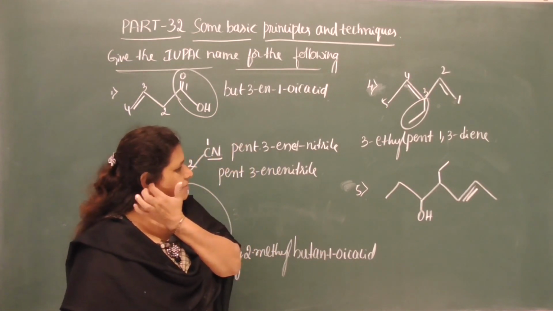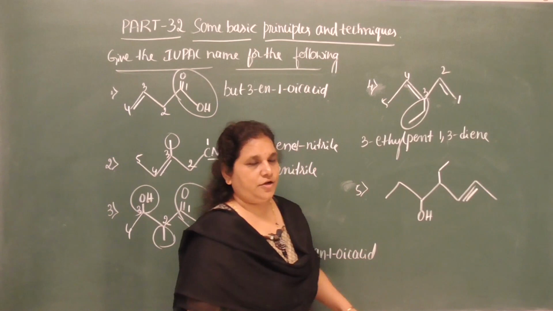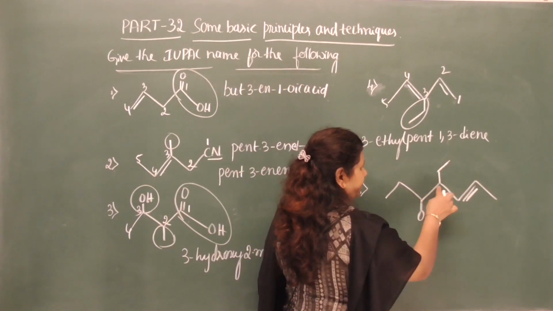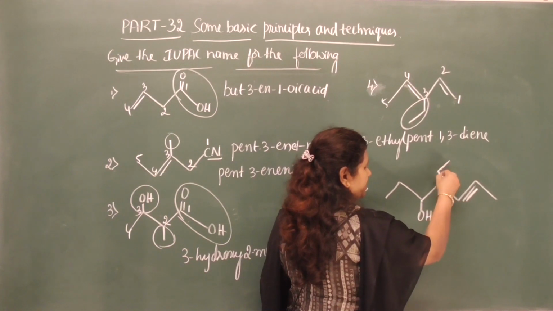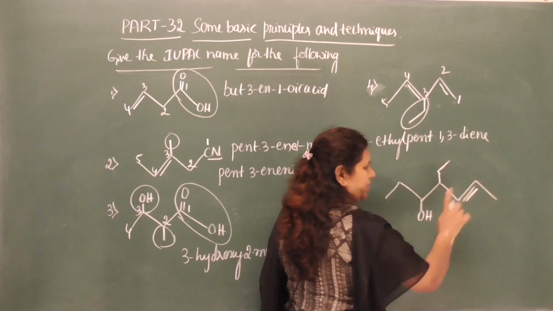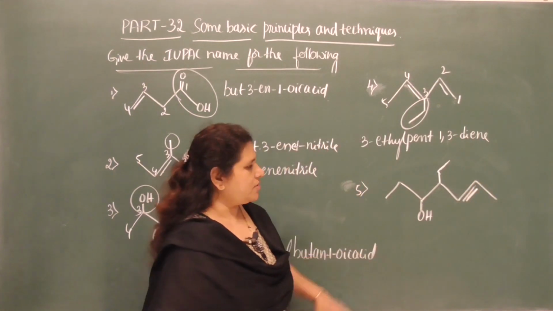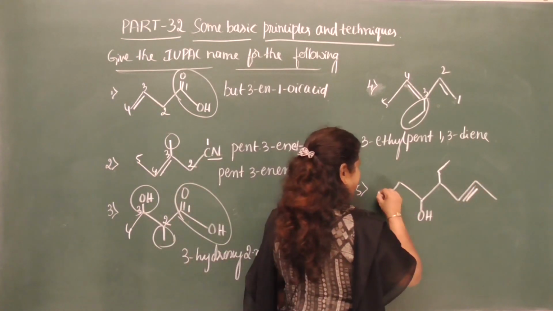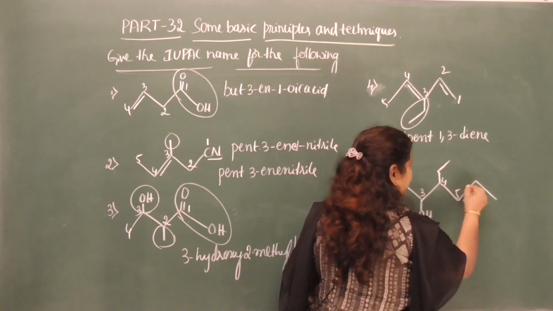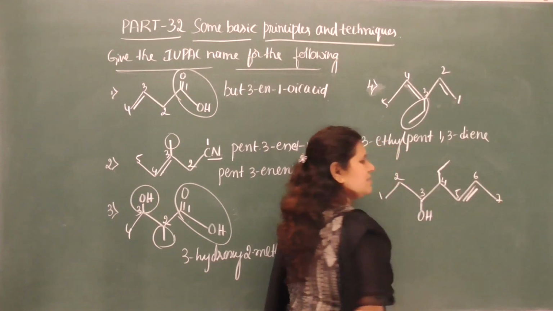So here we have a triple bond and the alcohol functional group, and this is an ethyl group. 1, 2, 3, 4, 5, 6 carbon atoms we have. If you select this chain, 1, 2, 3, 4, 5, 6, 7. So select the straight chain and give the number from this end. 1, 2, 3, 4, 5, 6 and 7.